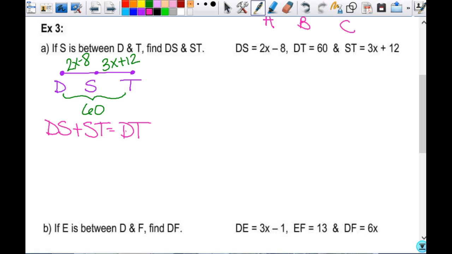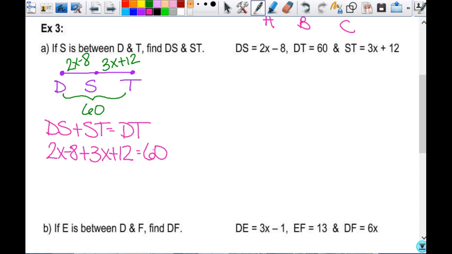So I'm going to substitute. For DS, I'm going to substitute in 2x minus 8. For ST, I'm going to substitute in 3x plus 12. And for DT, I'm substituting in 60. First step, zero work, you just write it down. Okay? You just plug stuff in, you substitute it in, write down what you have.